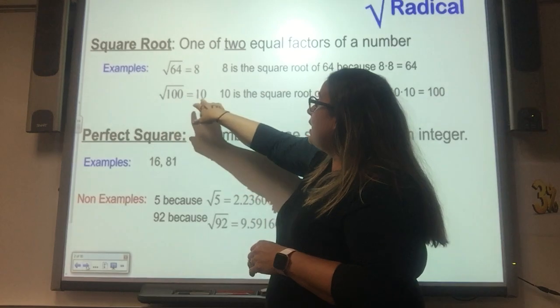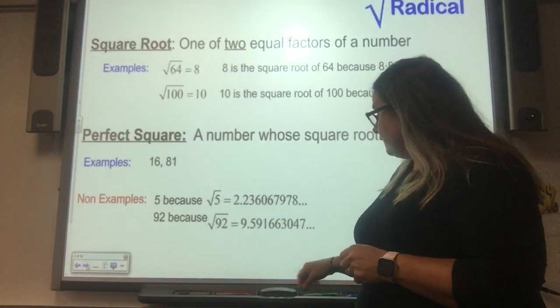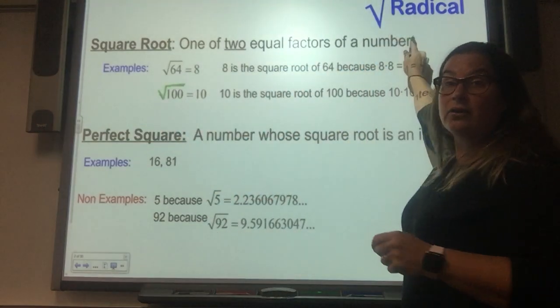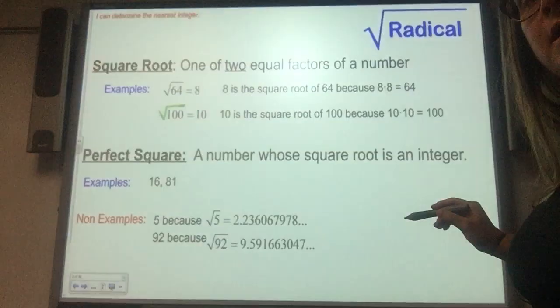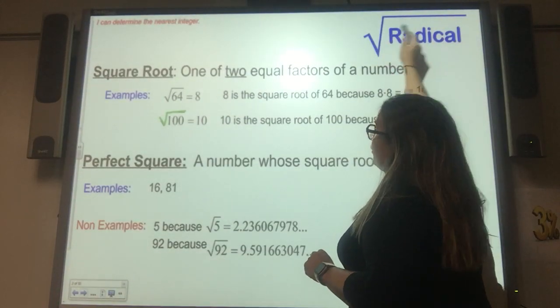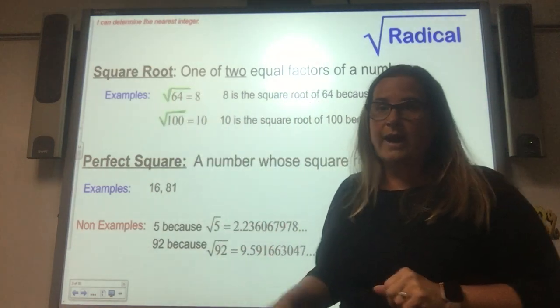The square root of 100 is 10, because 10 times 10 is 100. And if you notice this sign right here, that's called a radical. That's called a radical, the radical symbol. And so that's how you make it. It's like a big old check mark, all right?